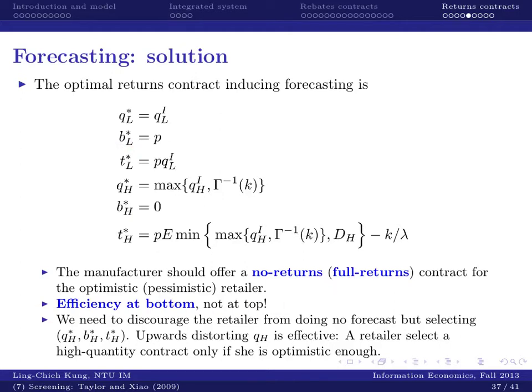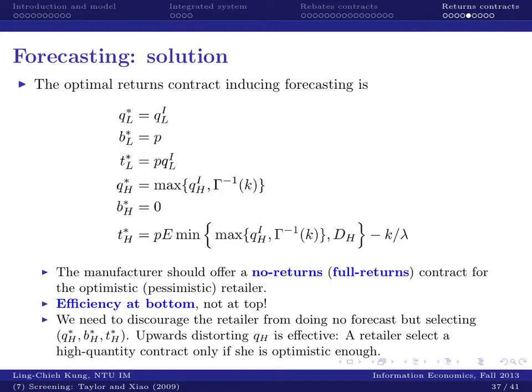Interesting thing here is that we have efficiency at the bottom, not at the top. Okay, QL star here becomes QLI, which means for the low type, the quantity is efficient. However, for the high type, it's the maximum of these two. This is the efficient high type quantity. So that means the high type quantity may be upwards distorted. Okay, it may become too high. So let me say that again. Typically, we know QHI and QLI, they are different, and they are not.